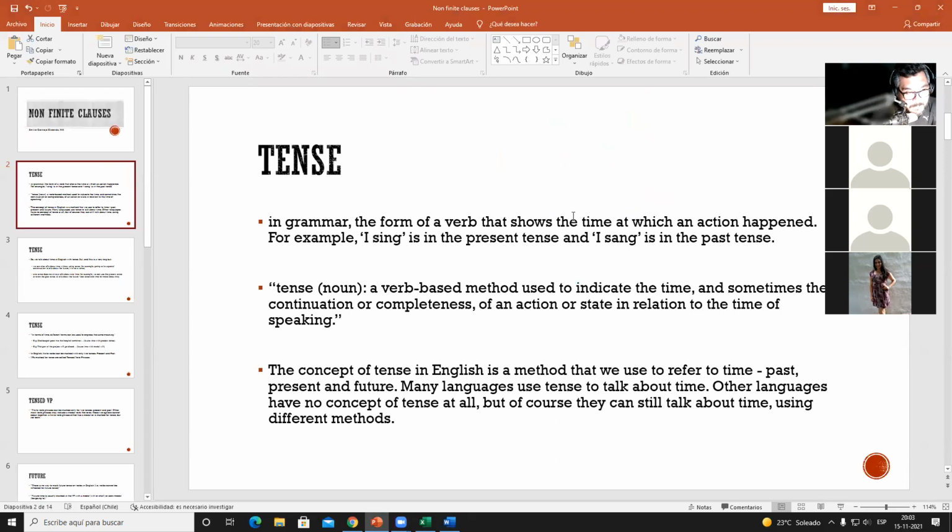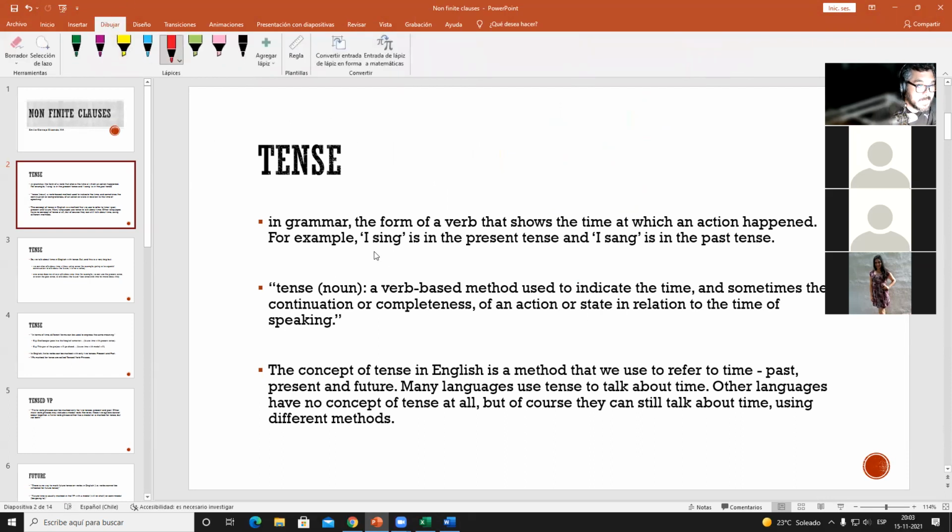Tense, then, in grammar, is the form of a verb that shows the time at which an action happened. For example, I sing is the present tense and I sang is the past tense. The very same thing I was saying. In the example of I sing, I know this is present because of the form of the verb. And in the second example, I sang, I know that it is past because of the ed1 contained inside of that verb, right?